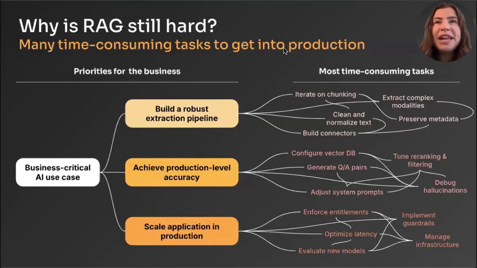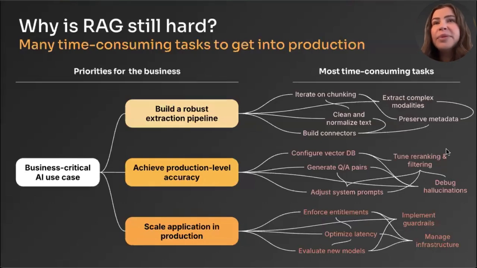Errors propagate throughout a system. And so, as much as we'd all like to be just focusing on the business critical AI use case, when you start with those components of the extraction pipeline, production level accuracy, scaling and production, it turns out that there are a lot of different things that you need to get right for that to be robust enough to underlie any applications that are built on top of it.